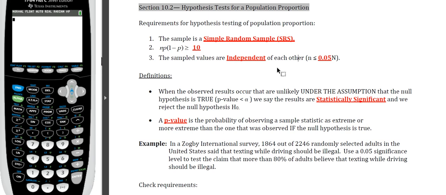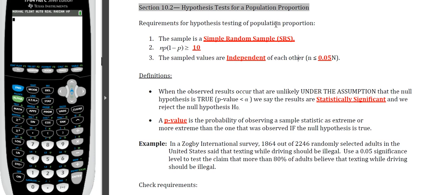In this video, we're going to go through section 10.2 for Math 1040, which is hypothesis test for a population proportion. So in 10.1, we talked about how to set up hypotheses and how to knock them down. Also in chapter 9, we talked about how to set up confidence intervals for population proportions. Likewise here, we're going to do a hypothesis test for a population proportion.